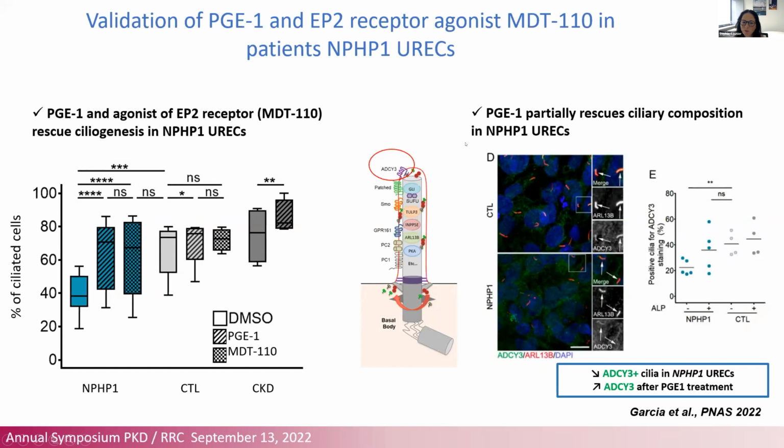In order to see if the restoration is not only for ciliogenesis, we checked the ciliary composition, and in particular, we know that adenylate cyclase 3 was decreased in the NPHP1 model compared to controls, and we show that the treatment with PG1 was able to restore to a similar level the adenylate cyclase 3 positive cilia in these cells.